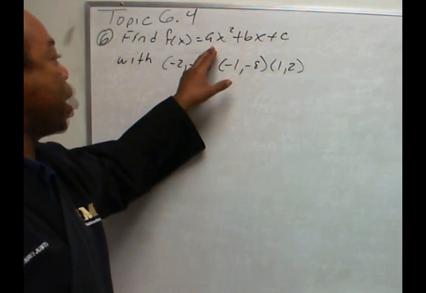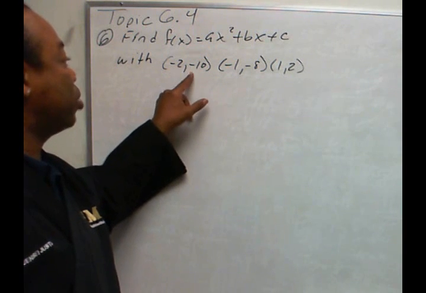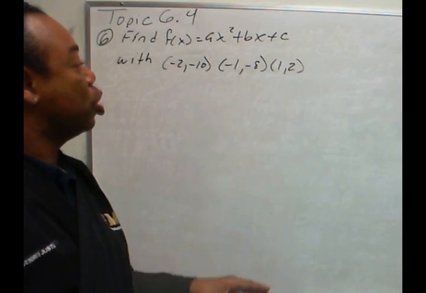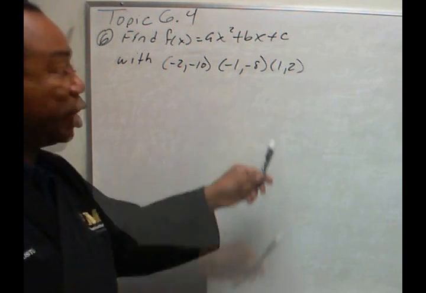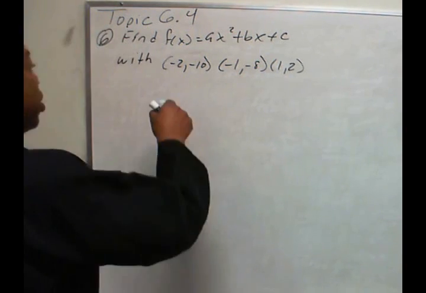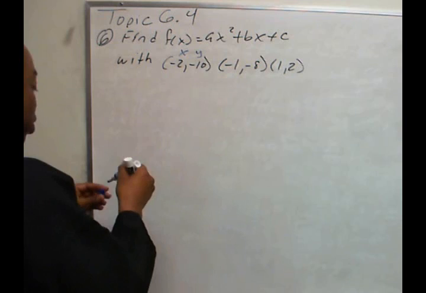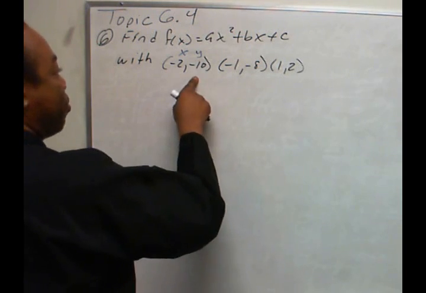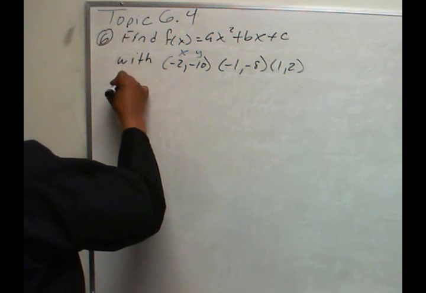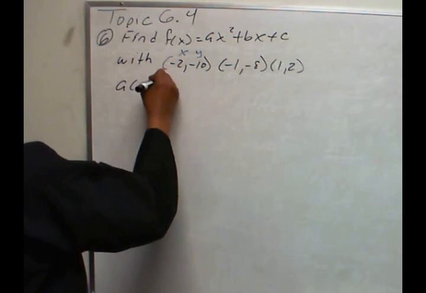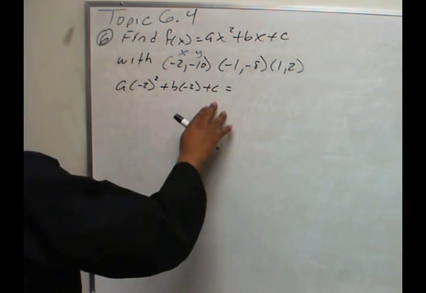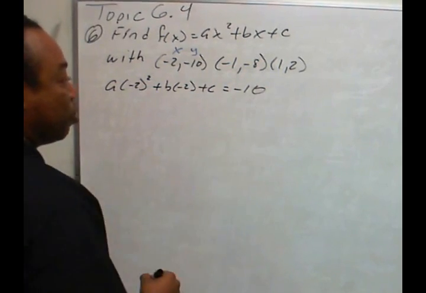We're looking for a quadratic that contains the points (-2, -10), (-1, -8), and (1, 2). Now, to find the quadratic that contains these points, we're going to note that this is an x value and this is a y value. So I can replace the x and y value into the original generic function. So this will be a(-2)^2 + b(-2) + c, and the answer y to this will be -10.